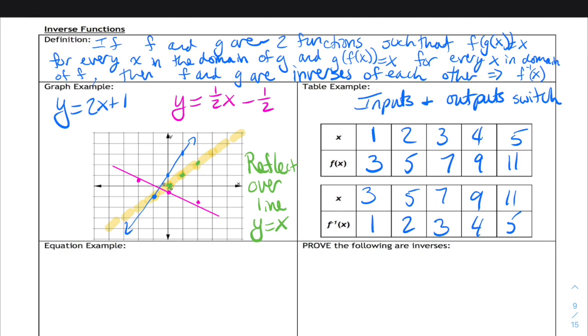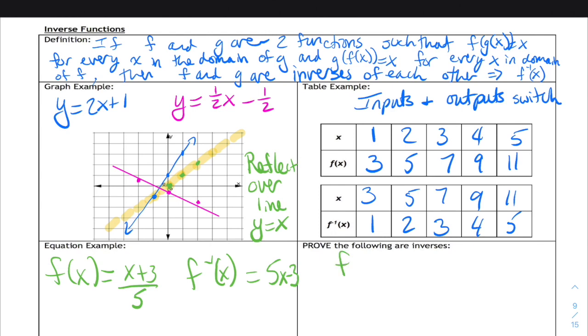So for an equation example, we can say something like f of x equals x plus 3 over 5. The inverse of the function f would be 5x minus 3. And we'll talk about how to actually do those calculations, so don't worry here. And now we're going to prove that the following are inverses. So let's do f of the inverse of f.